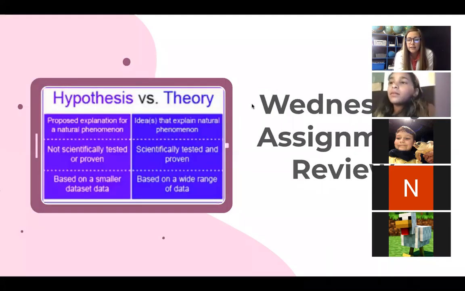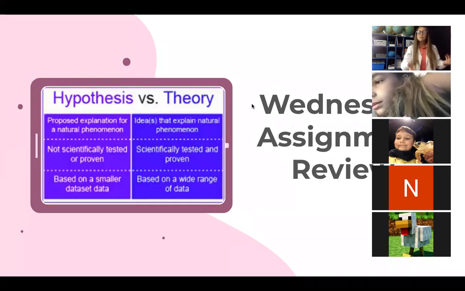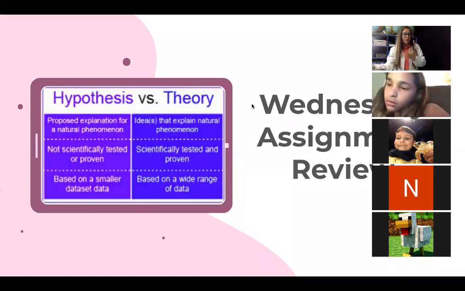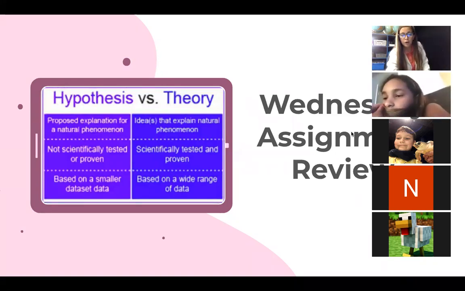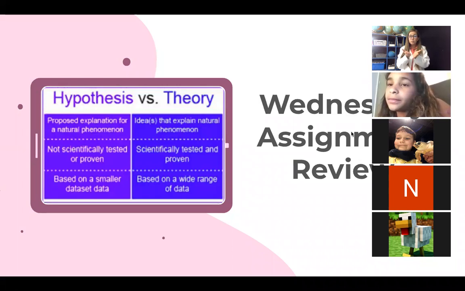So in a nice handy dandy chart, if I were to compare these two, hypothesis and theory, a hypothesis is a proposed explanation for a natural phenomenon. This happens because of that. But a theory goes a little bit further, and it actually explains that phenomenon and maybe even why it happens. Your hypothesis is what you predict or guess before an experiment has ever happened. So it's not scientifically tested or proven. However, the theory has been tested and proven, and many of you said that it's been tested multiple times. It's got lots of evidence to support it.